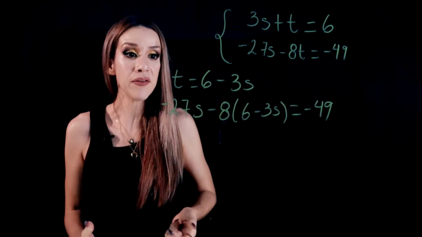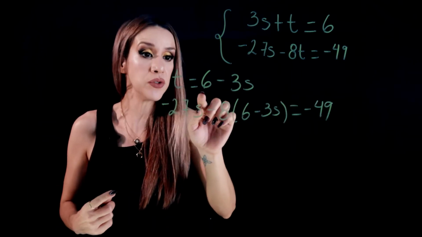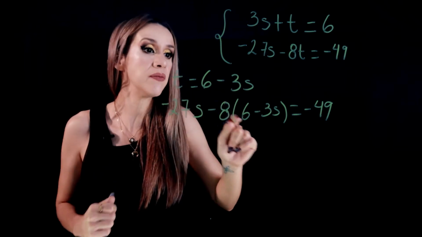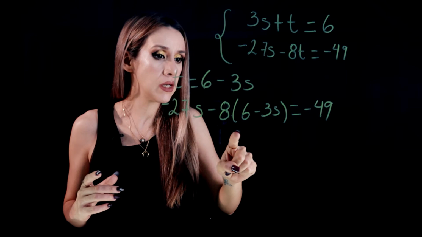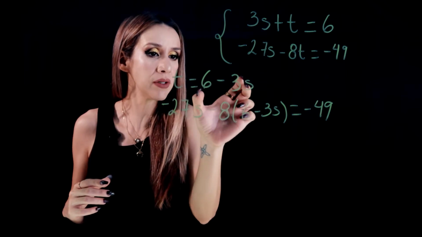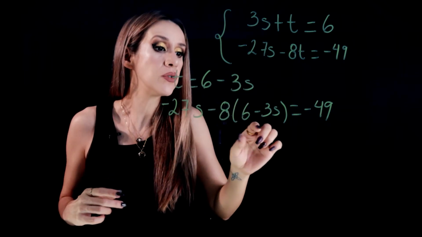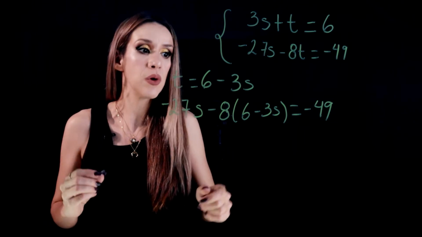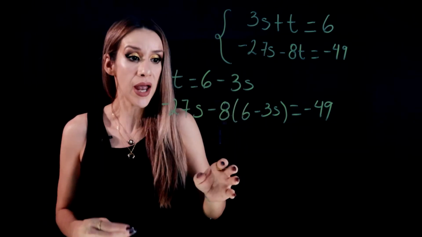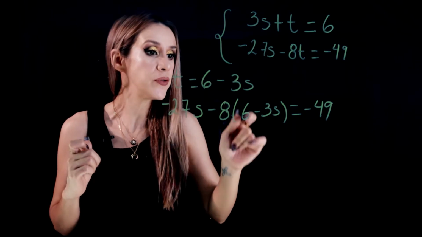See, we don't have the t, but we have the way to find it once we have the value of the s. And instead of writing down the t of the second equation, I'm going to insert this expression right here to create a new equation with just one variable, which is s. This way I can easily isolate it to find its value.